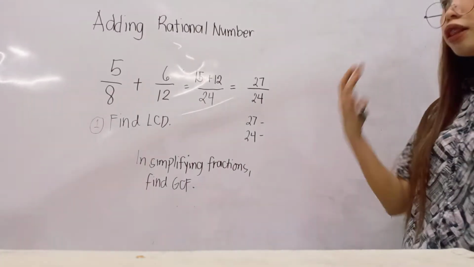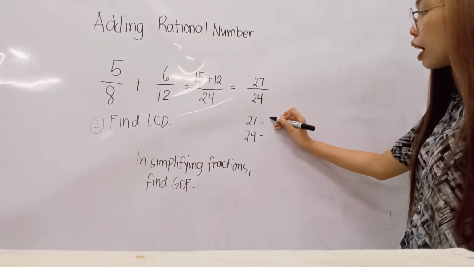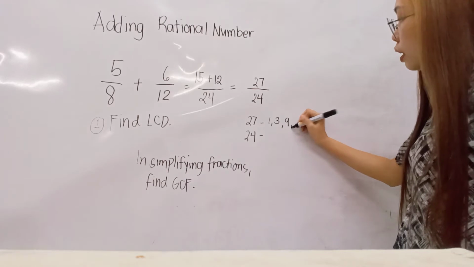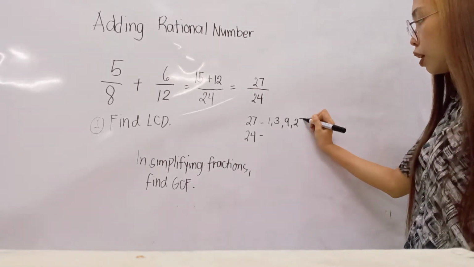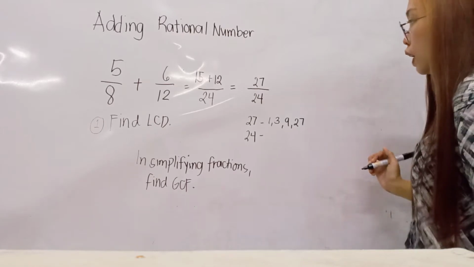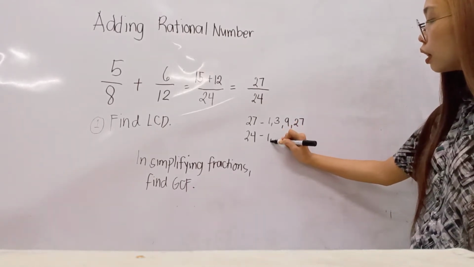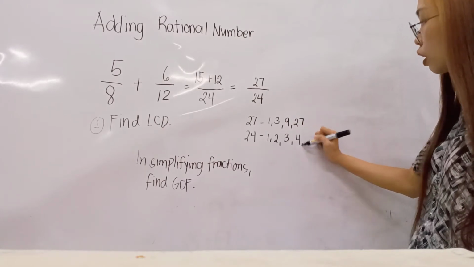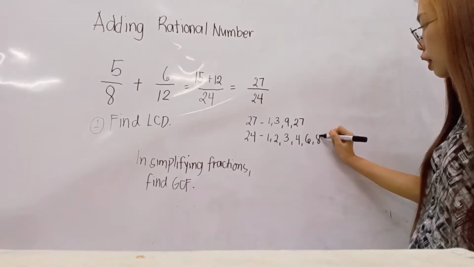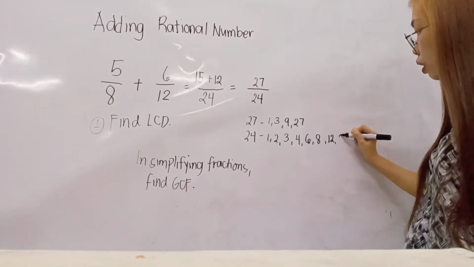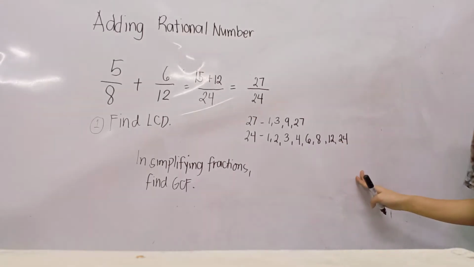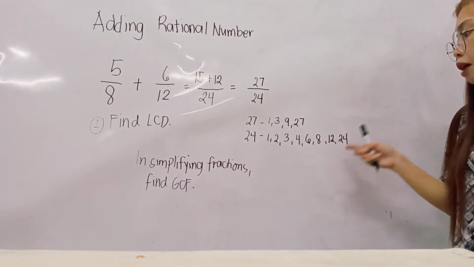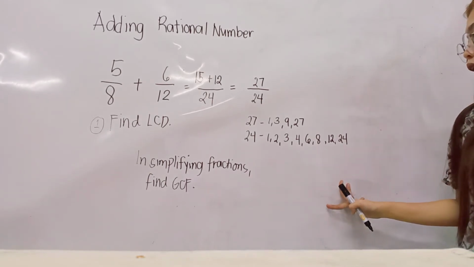So let us list down all the factors of 27. We have 1, 3, tama, 9, and 27. Okay? How about 24? So we have 1, 2, 3, 4, 6, 8, 12, and 24. So now, in these sets of numbers, we are going to find the greatest common factor. Pinakamalaki na magkapareho po sila.